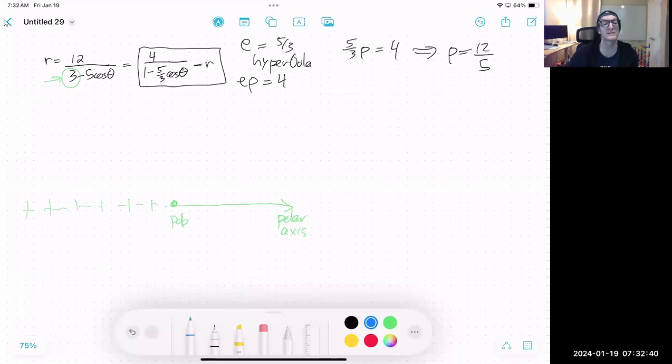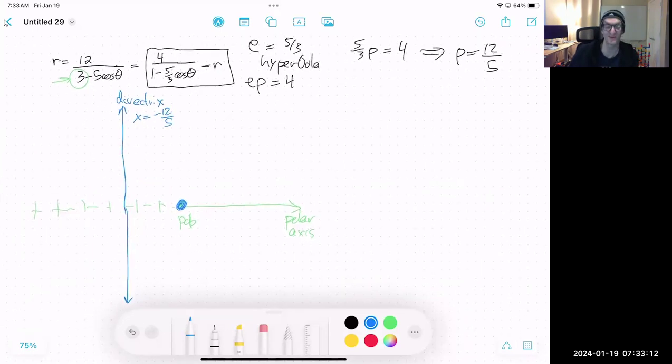Where is my focus? The focus is at the pole. Where is my directrix? The directrix is 12/5 away, so that's like 2.4. Now I have my directrix drawn in. The equation of this directrix, in rectangular, is x equals negative 12/5. It's just the vertical line, 12/5 to the left of the pole. I know that based on everything we've done earlier.